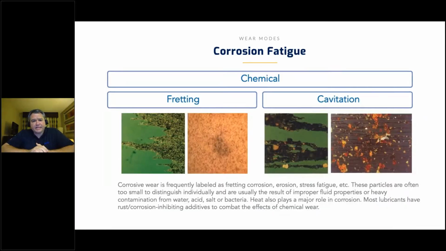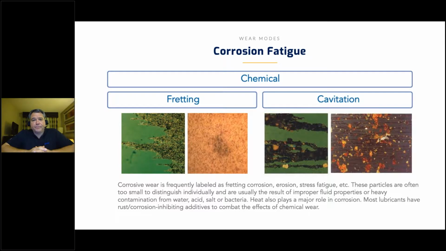So the last one is talking about corrosion. Corrosion, fatigue, fretting, cavitation, iron oxides. All of these are super small particles, but they're telling us whether there's a chemical attack, whether there's rust happening in the system. It can point to water, it can point to acid, salt, bacteria. All of those things start showing up in the oil sample as very, very fine, low micron particles. And again, particles create particles.